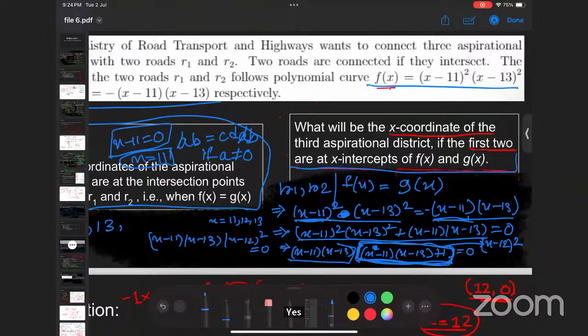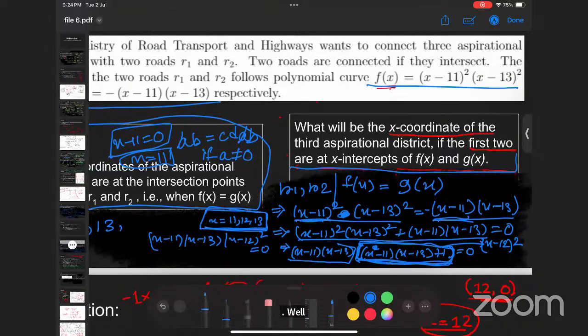Ma'am, I got your doubt is clear. Hello, ma'am. Can you please explain the concept behind it? Like why we are taking 12 and not 11 and 13? No, we are taking all of 11, 12, and 13. All are roots. Yes, we are taking all the roots.